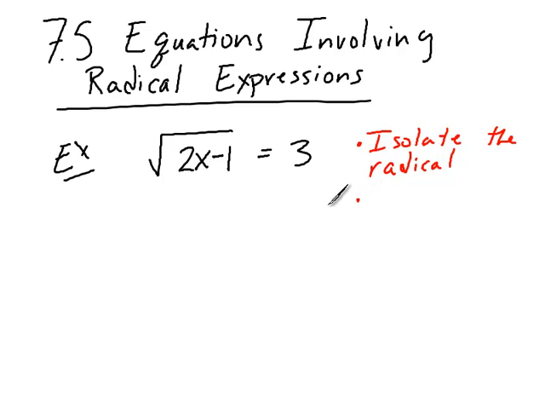And then the second thing that we'll do is to get rid of the radical. In this case, it's a square root. We're going to square both sides. If it was a cube root, we would cube both sides. Whatever we need to do to undo the radical. We could just write undo the radical.